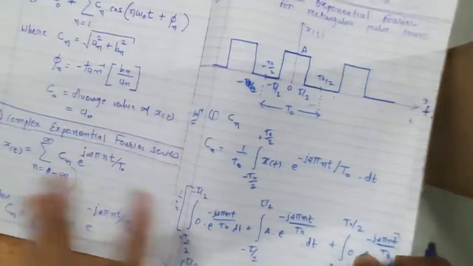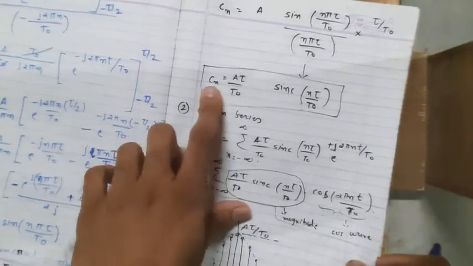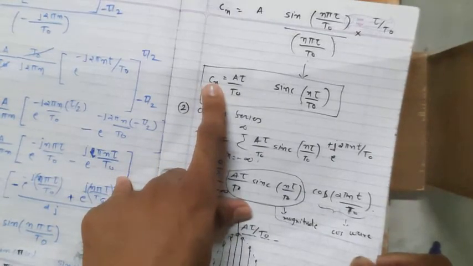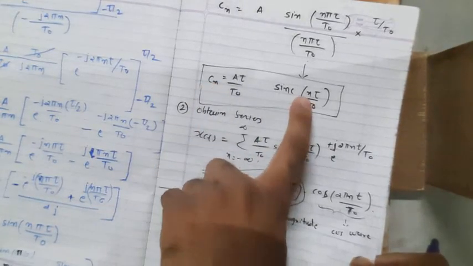Why is that happening? Previously we had c of n having an n term. You see that here.